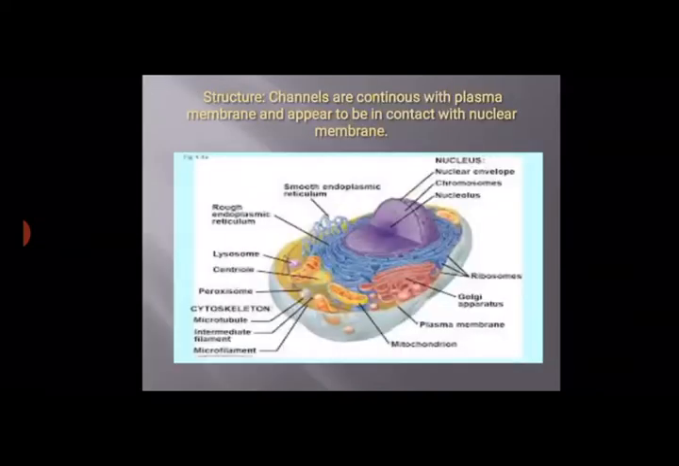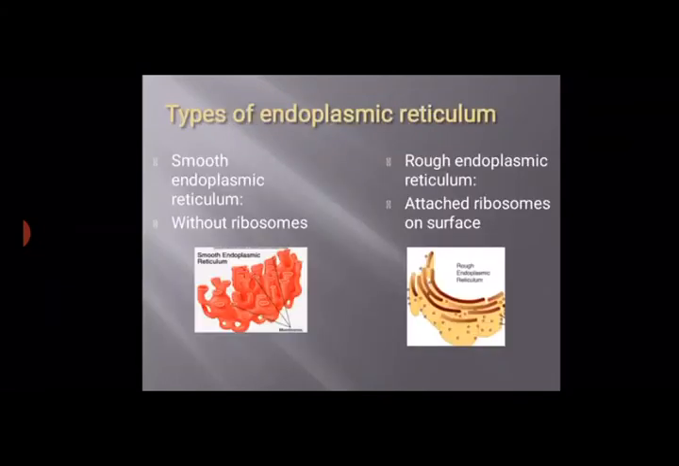The structure of endoplasmic reticulum is that the channels, or the tubes, are continuous with the plasma membrane and in contact with the nuclear membrane. You can see in the diagram, in blue color, that the channels are continuous from the plasma membrane till the nuclear membrane. There are two different types of endoplasmic reticulum.